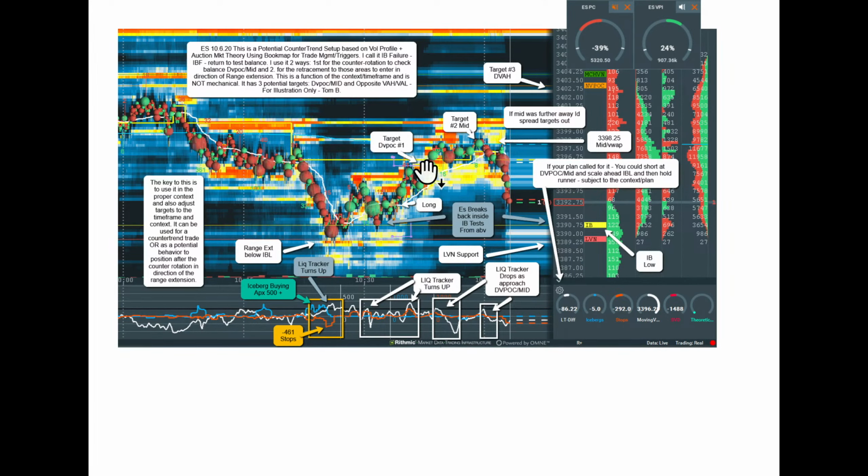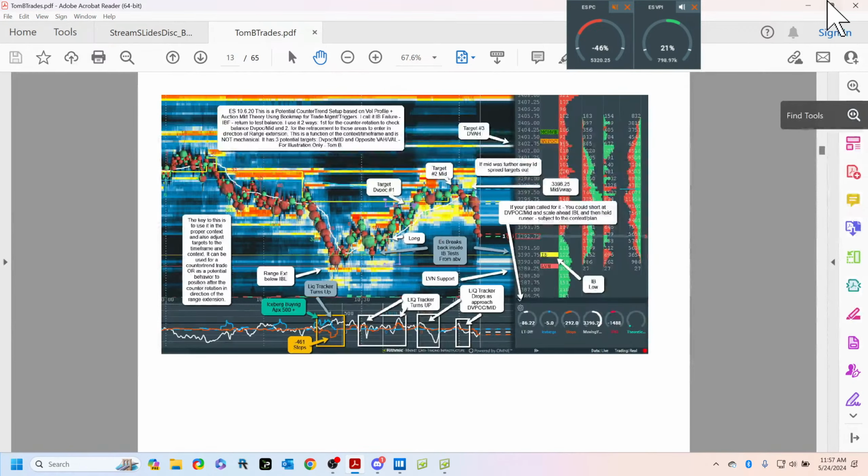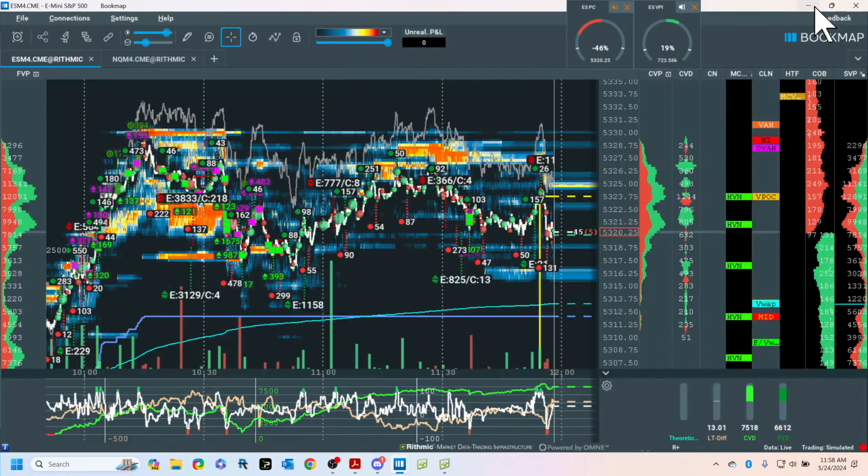This is from 2020. I just kind of slapped these together because traders were saying, what are you doing? So it was never intended as a course.